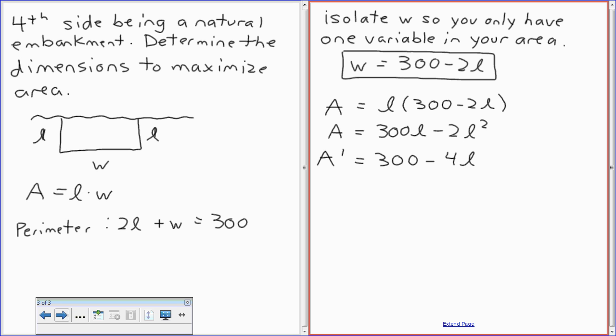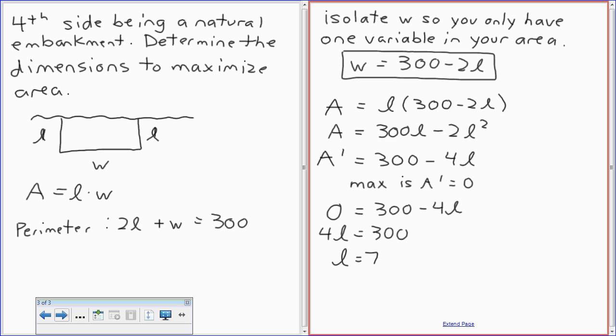All right, now this is the key to these questions to finish up. I found A prime, great. I didn't know what to do with this question, so I decided to find A prime. Why did I find A prime? Because if you want to find the maximum area, you have to set A prime equal to 0. Good. So my maximum is A prime equal to 0. So I'm just solving 0 equals 300 minus 4L. 4L equals 300 and L equals 75.